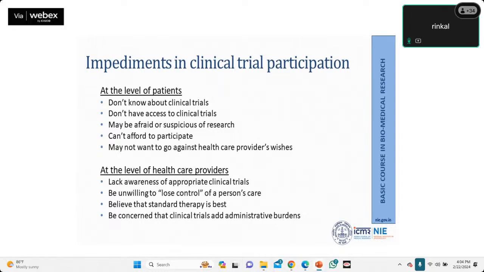They may be concerned that clinical trials add administrative burdens. If they participate in the clinical trial, their workload will unnecessarily increase. So these are the impediments from the healthcare provider side.